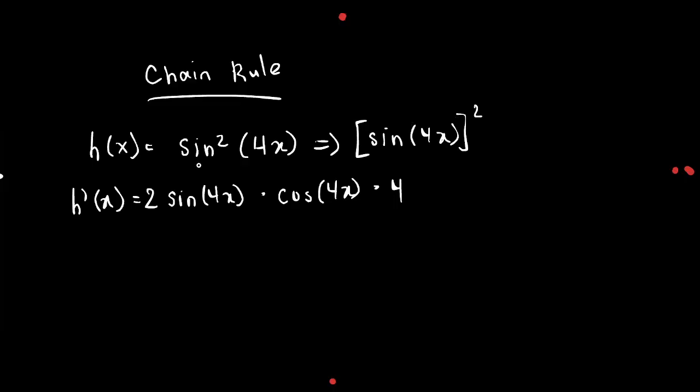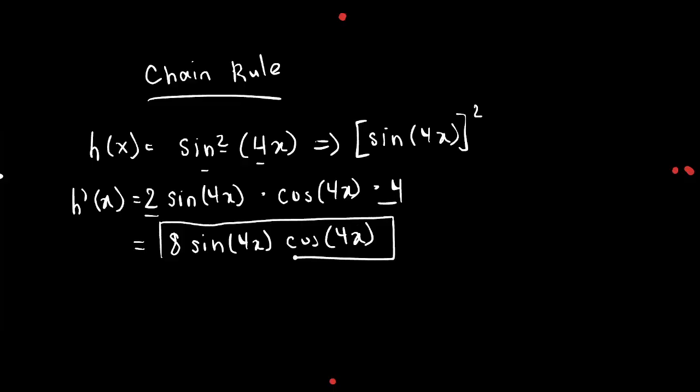This actually has 3 layers. Yes, that's the second layer. So now simplifying this, we can see we have 2 constants in the front. We can multiply those out, giving us 8 sine of 4x times cosine of 4x. And this is going to be our answer for this problem.